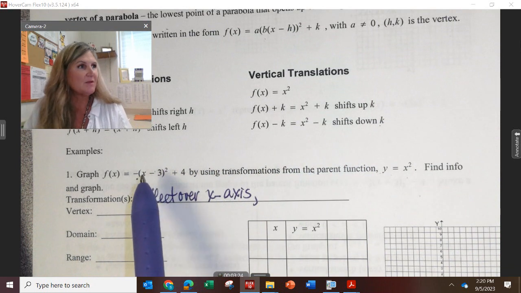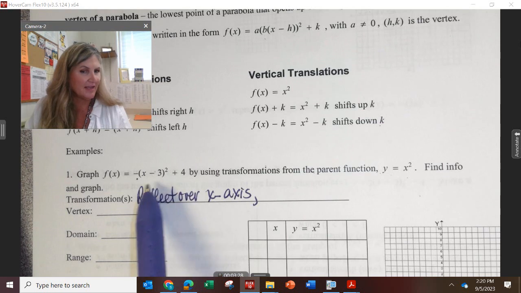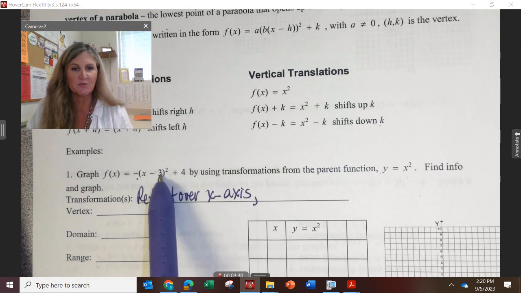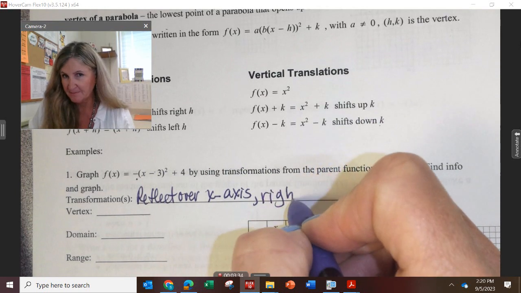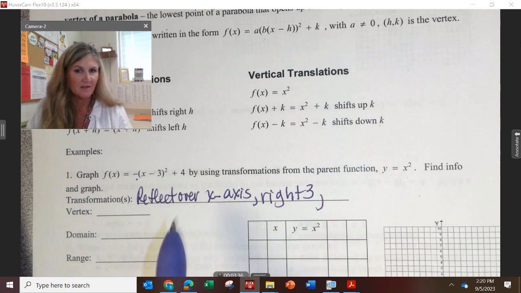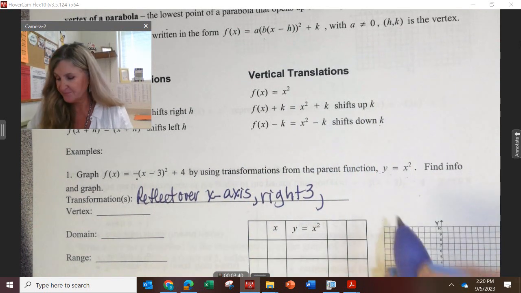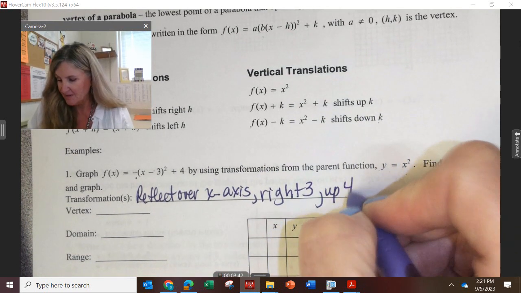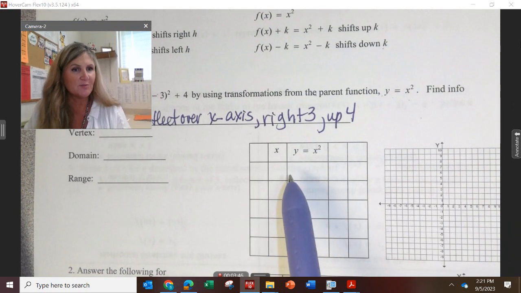All right. Then we have x got replaced with x minus 3. And Madeline, what's that going to do? Shift us which way? Right 3. Good. So we're going to go to the right 3. And Garrett, what about this plus 4? What's that going to do? Go up 4.